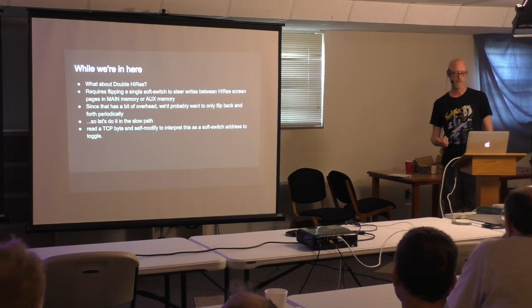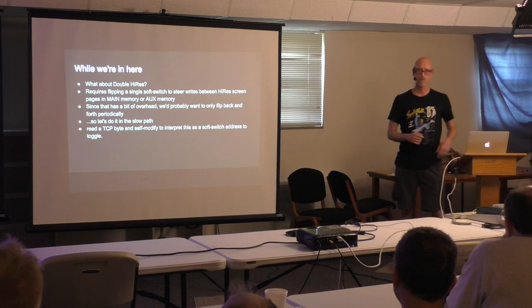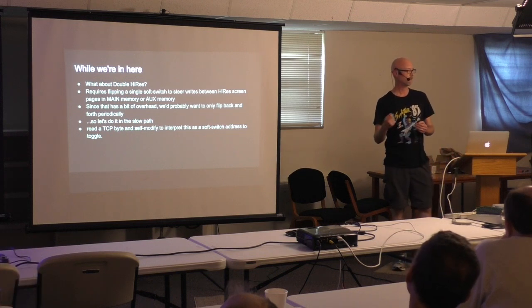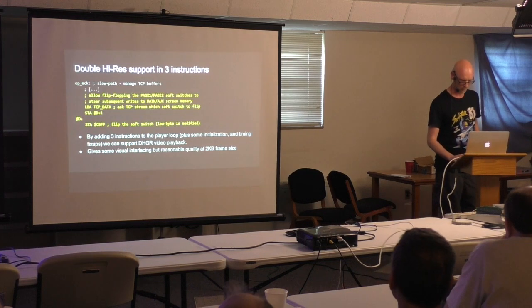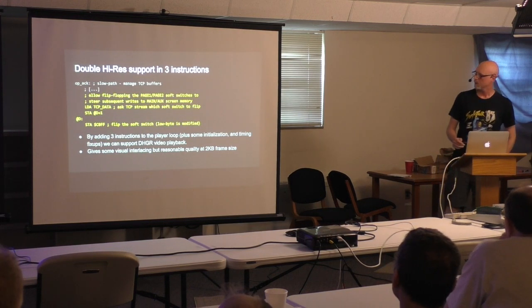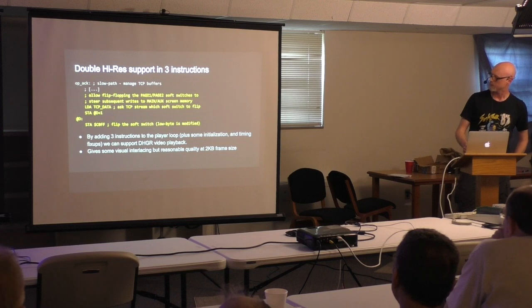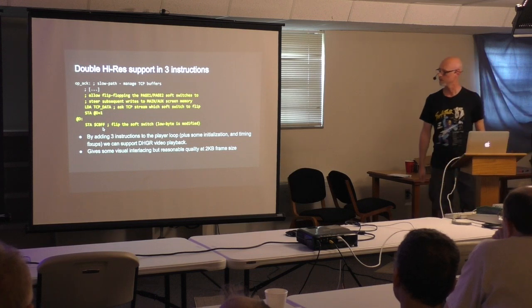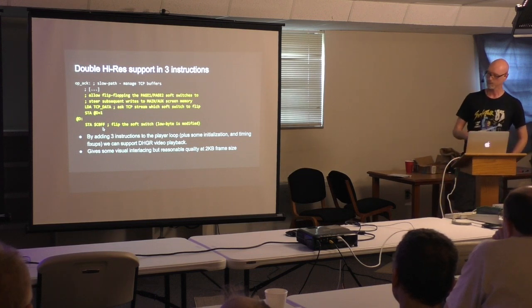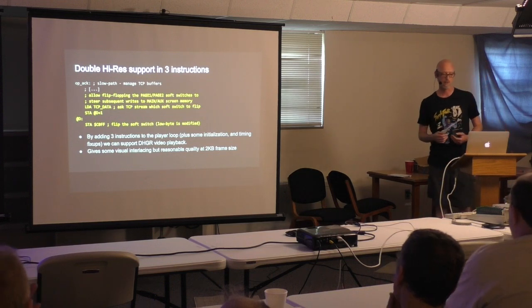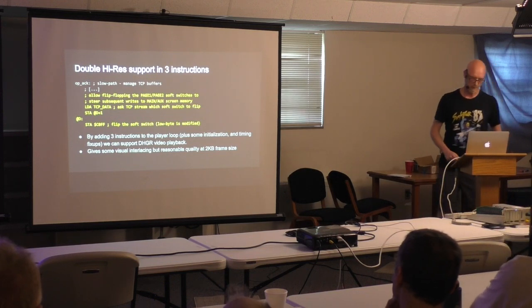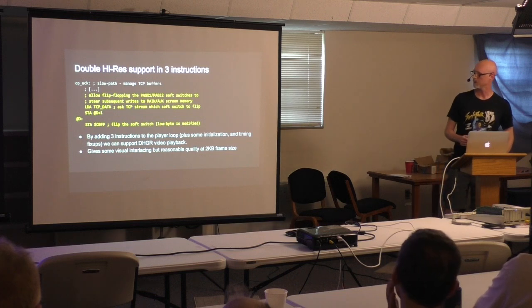So we use the same strategy. We'll read a byte from the stream. We'll self-modify to interpret that as the address of a soft switch to toggle, and then we toggle that soft switch. So it comes down to basically making this change to the player. We read a byte, we store it into a soft switch address, and then we flip it. There's a bit more timing fix-ups and some initialization, but it came down to basically this very small change to support doing that in the playback.